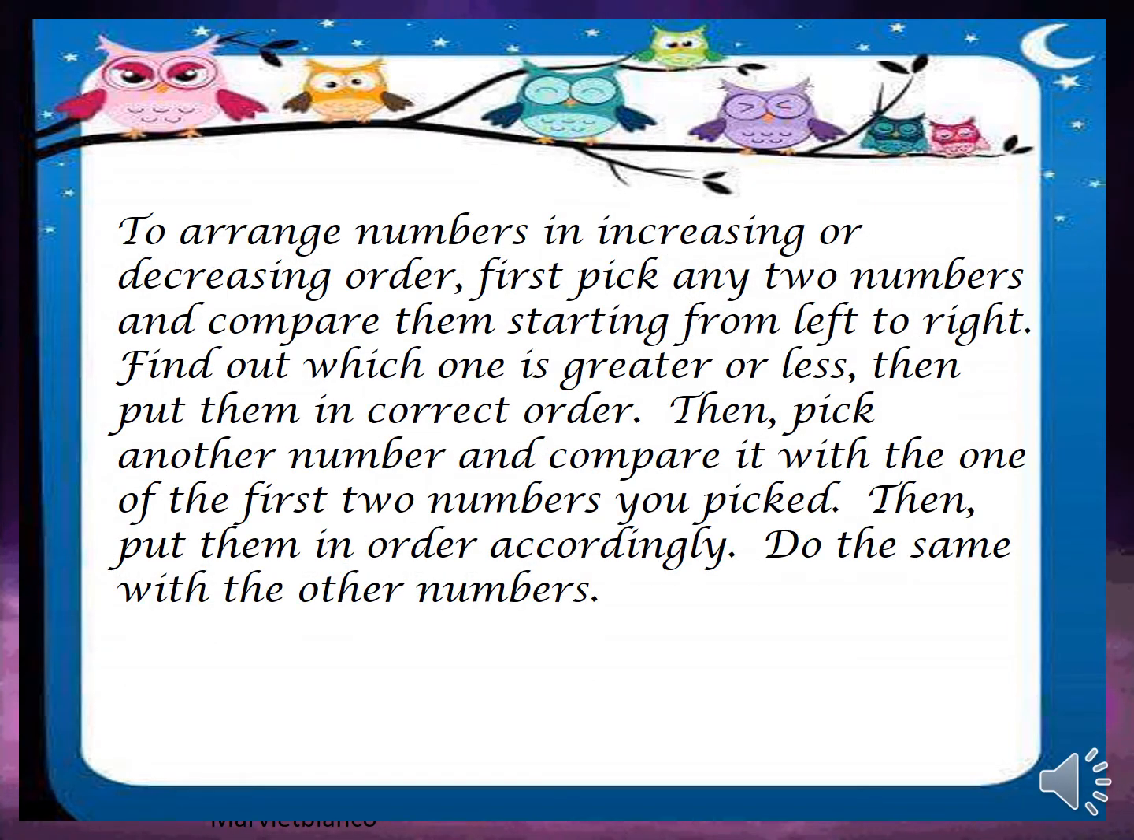To arrange numbers in increasing or decreasing order, first pick up any two numbers and compare them starting from left to right. Find out which one is greater or less. Then put them in correct order. Then pick up another number and compare it with one of the first two numbers you picked. Then put them in order accordingly. Do the same with the other numbers.